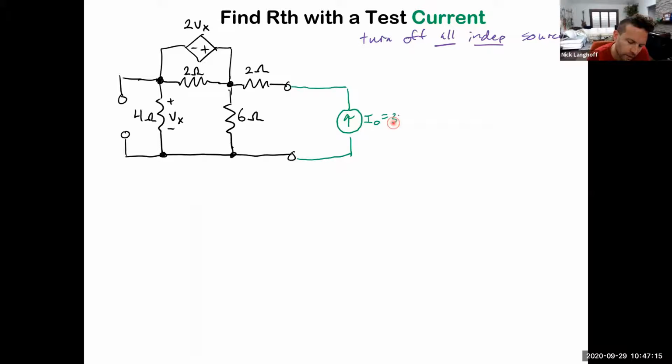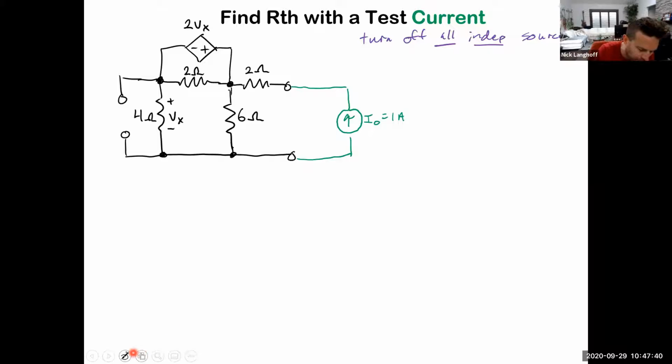This could be 320 nanoamps or whatever. And if you go through and you find the voltage V naught and you find the ratio of those, you'll get the correct resistance. Since it doesn't really matter, why don't we just set it to 1 amp? And that could make our calculation simple. What we want to find then is if we apply 1 amp of test current into there.